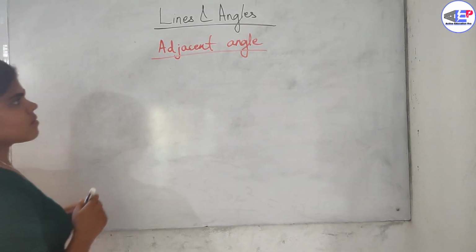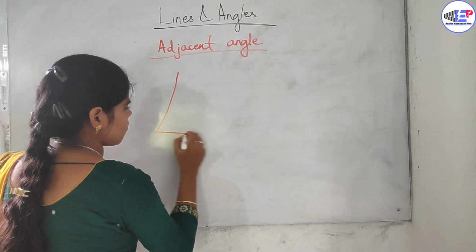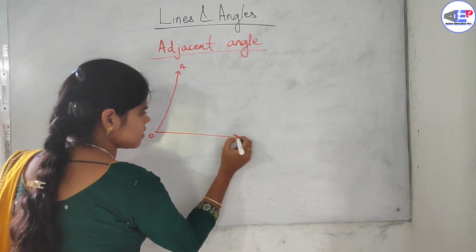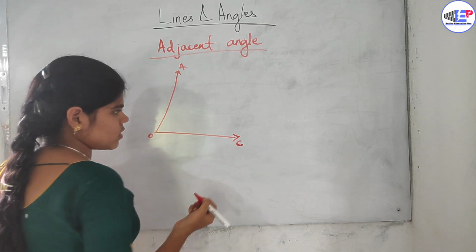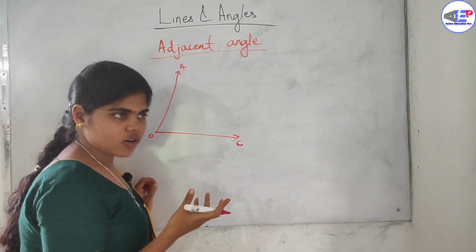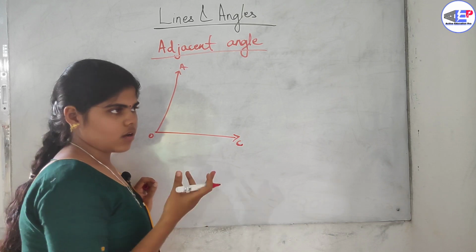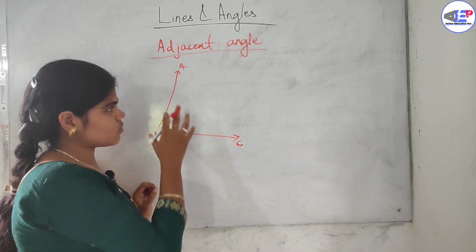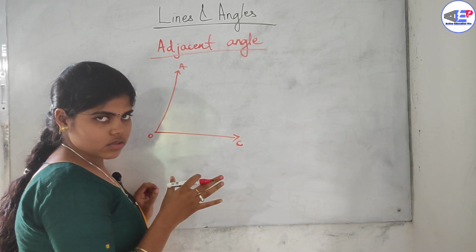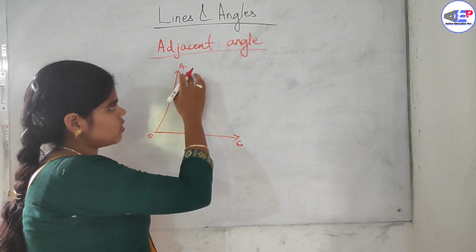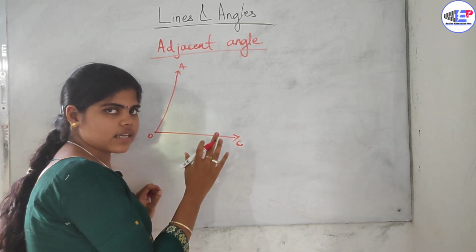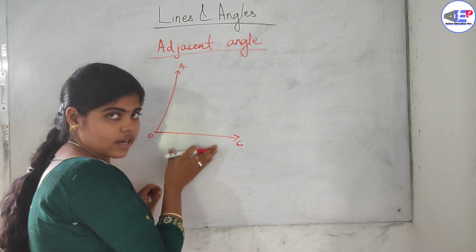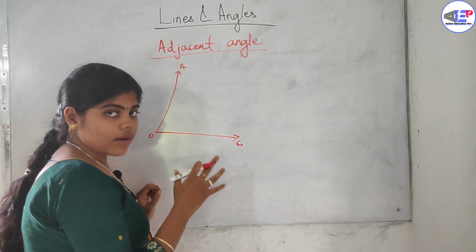Adjacent angles. This is the angle, this is A, this point is O, and this is C. In my last video we already discussed different types of angles according to their measurement and sum: complementary angle, supplementary angle, acute angle, obtuse angle, right angle, etc. And you know very well that to make an angle, we need at least two lines, otherwise you can say the arms of the angle. Look here. AOC is an angle, and AO and OC are the rays, the sides of this angle, otherwise you can say the arms of this angle.